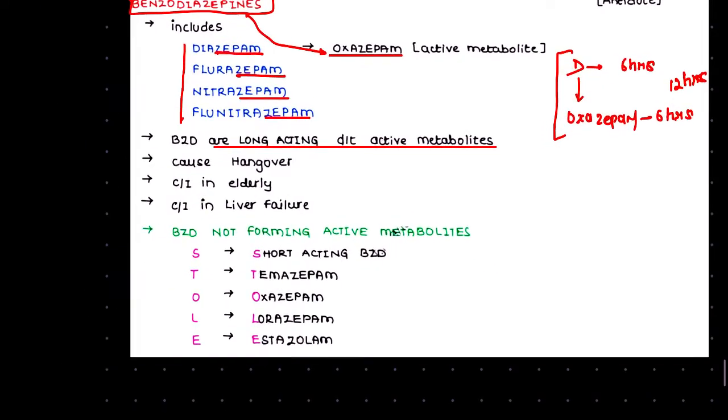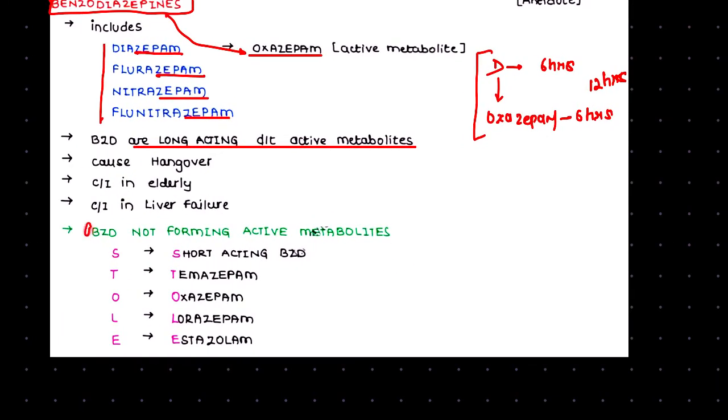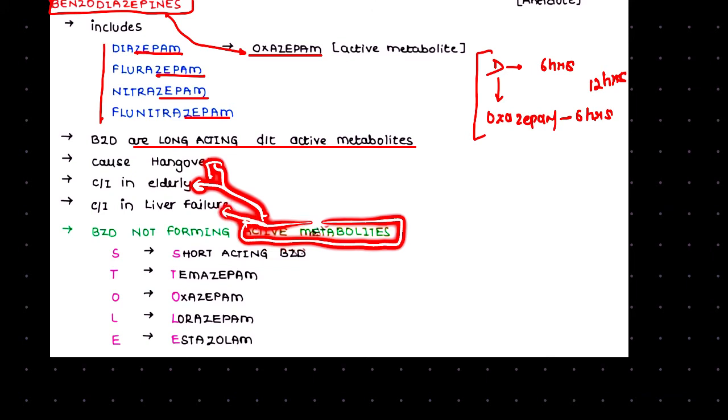Now there are some examples of benzodiazepines which do not have active metabolites. If they do not have active metabolites, then obviously they will not cause hangover, they will not be contraindicated in elderly people, and they will not be contraindicated in liver failure.